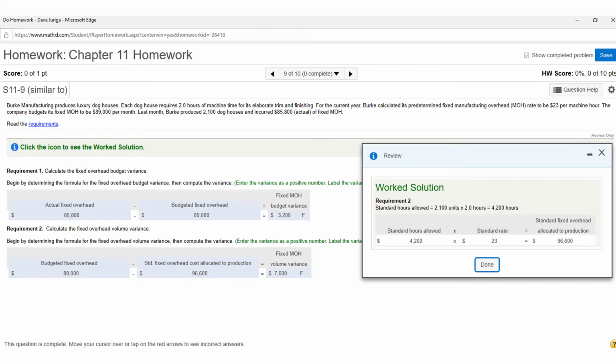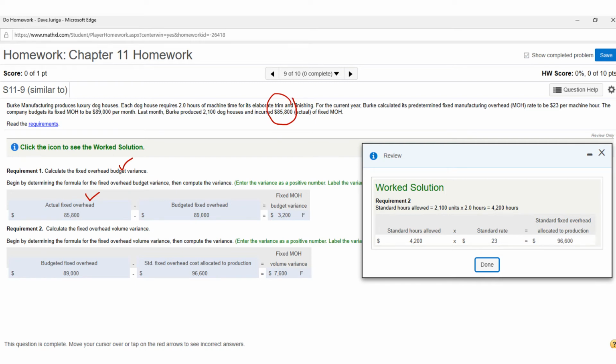All right, this is number 9 on your homework. You've got the budget variance and the volume variance for overhead. So down here, we're going to do the budget variance. That's a pretty simple one. What you do there is you take the actual fixed overhead, which is given. It's given at 85.8. So if you go back up here, it's right there. I'm going to circle that.